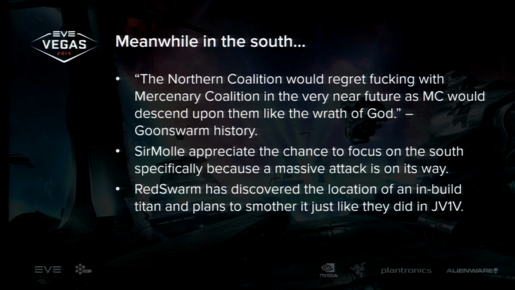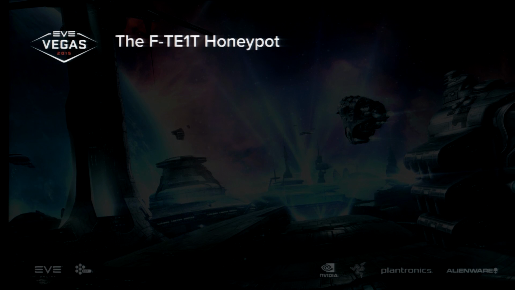And so they gain some intelligence, and they figure out that Band of Brothers is constructing its third Titan. This Titan proliferation doomsday theory is coming true, and they're getting their third. And they're building it in this system called F-TEIT. And so the same thing happens again. Red Swarm gathers this unbelievable fleet. This fleet that, again, is the must-attend event of the season.